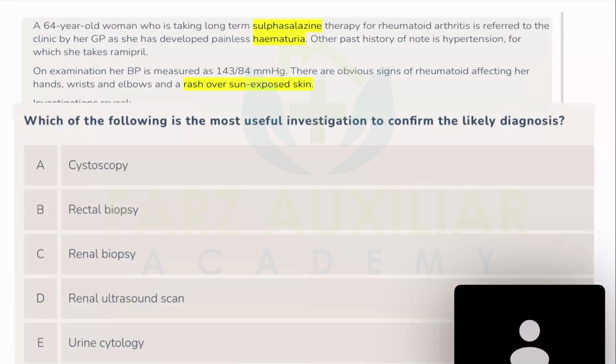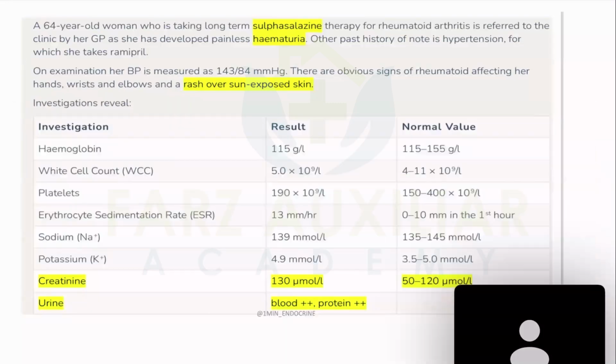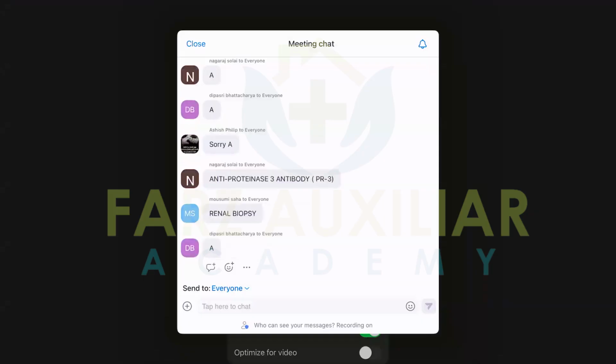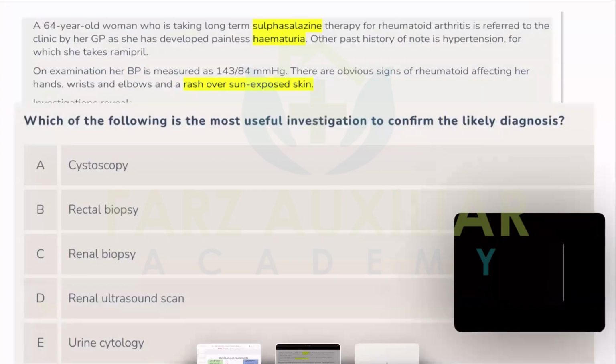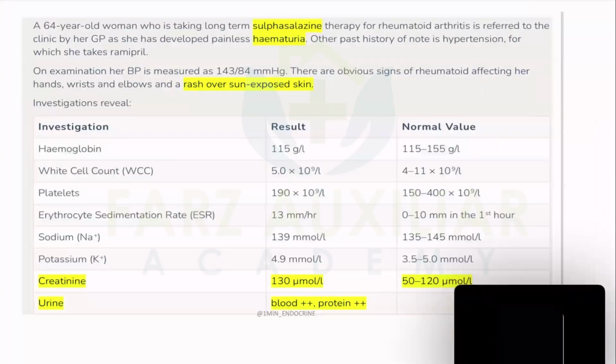Which of the following is the most useful investigation to confirm the likely diagnosis? Go through the question, and I shall share the options after 30 seconds. Has everybody got the question? Then I shall show the options.